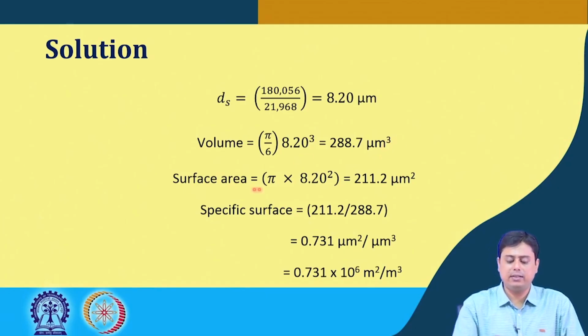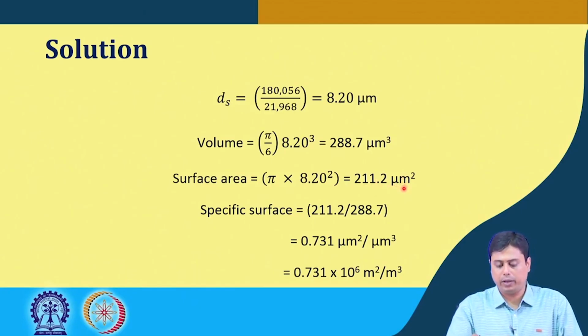And the surface area comes out to be 211 square micron. So the specific surface is nothing but the surface area per unit volume, which is 0.731 micron square by micron cube. If we convert that to meter square by meter cube, it comes out to be this value.